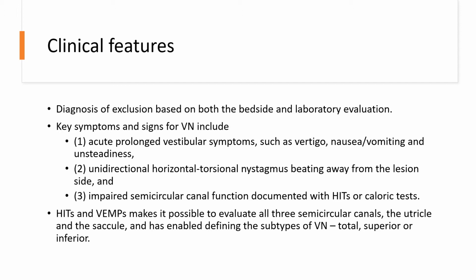Head impulse test and vestibular evoked myogenic potential make it possible to evaluate all three semicircular canals and the otolithic organs, and this has enabled us to define other subtypes of vestibular neuritis, whether it is total, superior, or inferior.